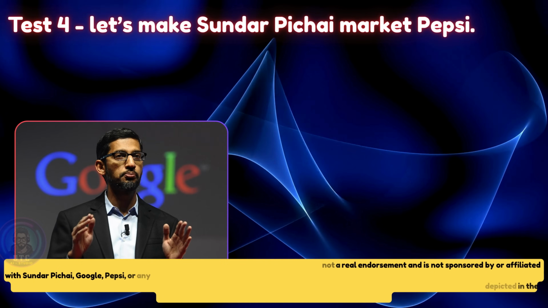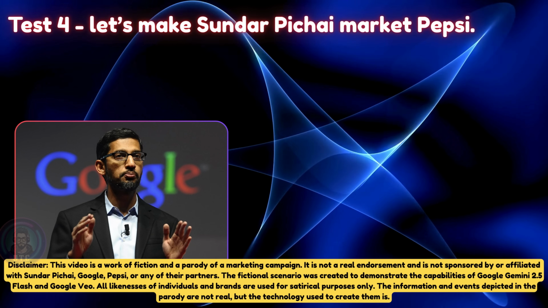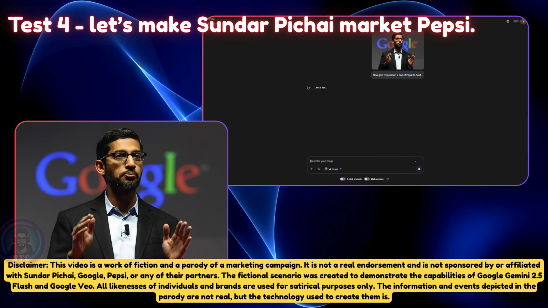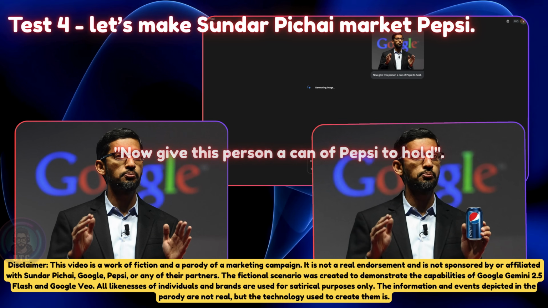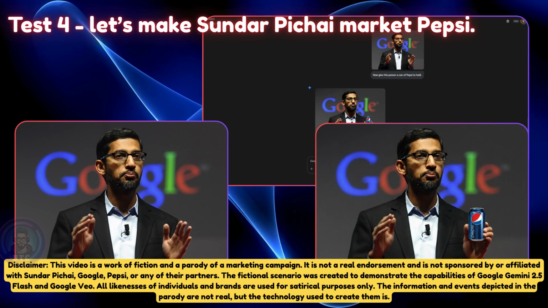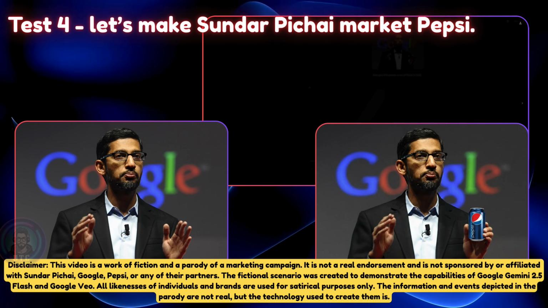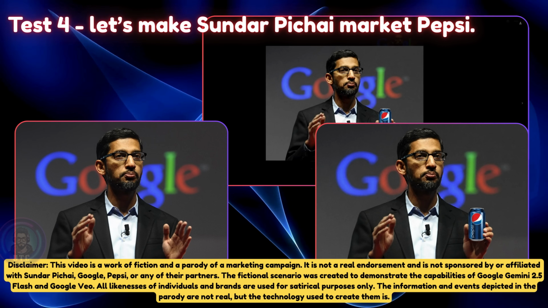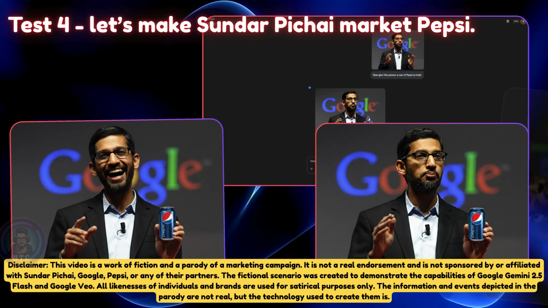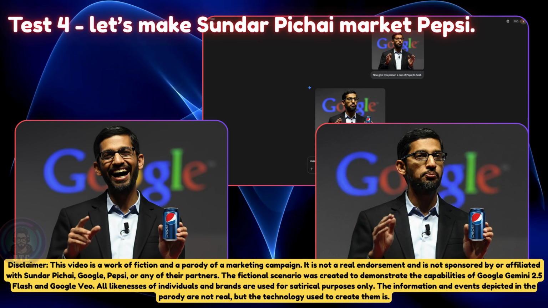Test 4. Let's make Sundar Pichai market Pepsi. This time we will upload a picture of Sundar Pichai and say, now give this person a can of Pepsi to hold. Perfect output. We can see the character is consistent. This is the exact image that I uploaded, and then I was able to add a can of Pepsi. Now let's ask Pichai to look towards the camera and laugh. That's crazy. Let's make it super crazy using Veo.